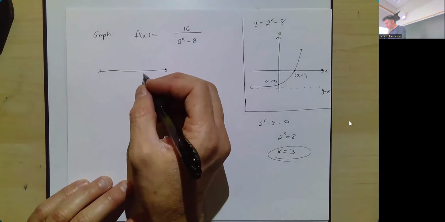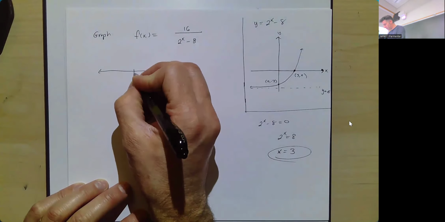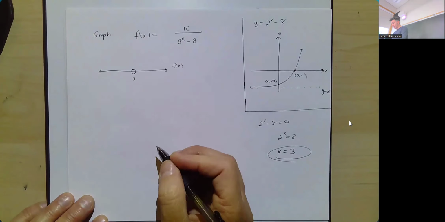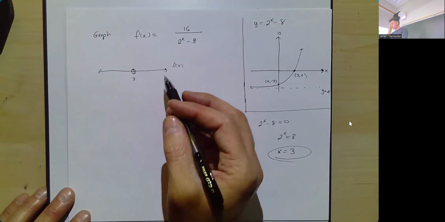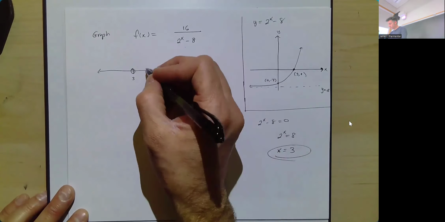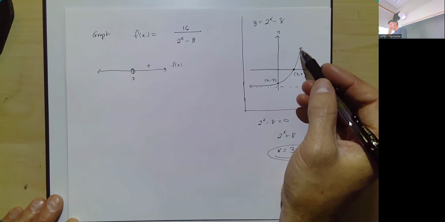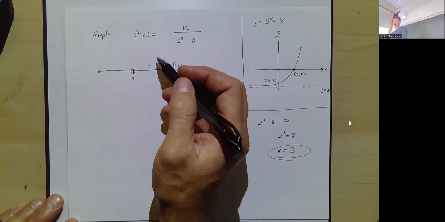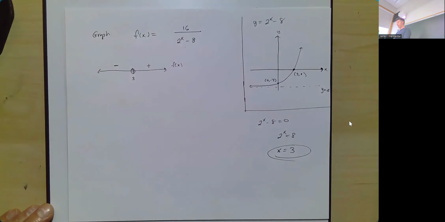But here I'll point out, first of all, my function is undefined at 3. If I plug in 3, I get 0 in the denominator. And then our function, if x is larger than 3, like 4, 2 to the 4th is 16, 16 minus 8 is 8, so 16 over 8 is positive. Just like this is positive, right? You take the reciprocal of a positive thing, it is still positive. And over here, if I pick a number less than 3 for x, the denominator is going to be negative, which means the whole expression is going to be negative. Because 16 divided by a negative number is still a negative number.